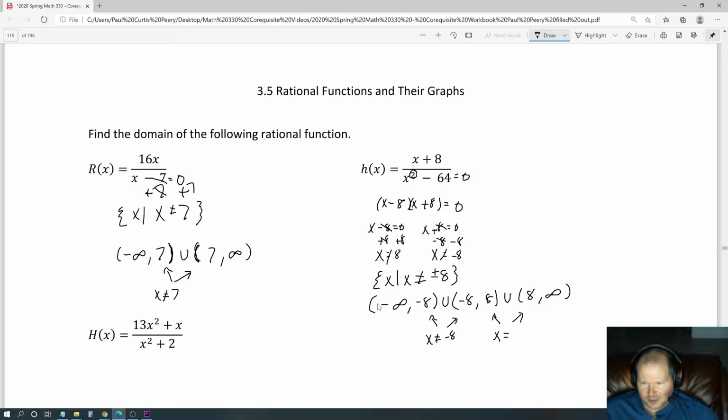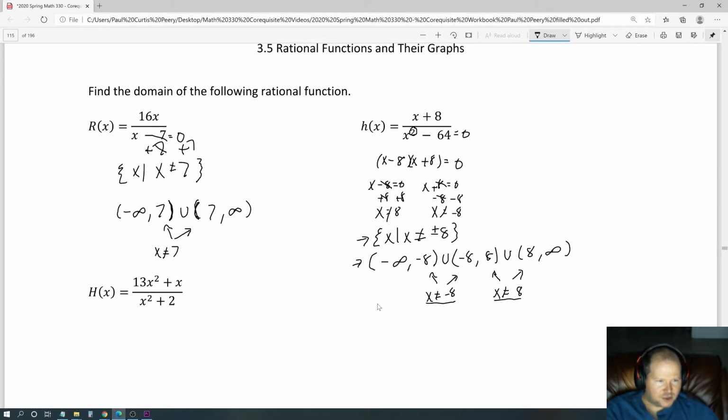So then over here we say, well, x is not equal to the 8, right? I'm just putting these little things down here just to clarify. The actual answer would be either this or this. You don't actually put down x does not equal negative 8 and x does not equal 8 underneath it or anything like that. You just write down the interval notation with the union symbols. Okay, so let's try the next one.